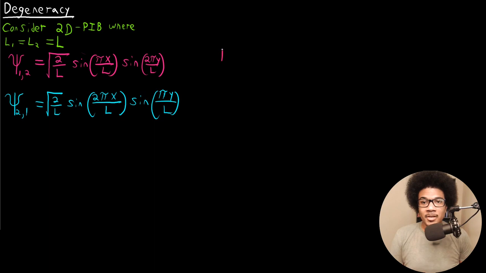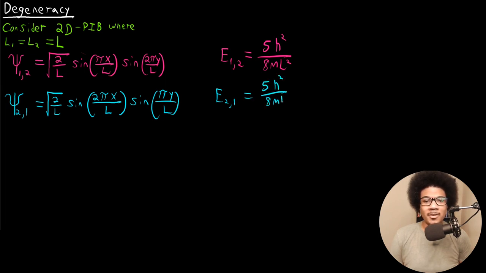However, the energy of this wave function, E12, would be 5h squared over 8mL squared. And the energy for this wave function, E21, is going to be equal to 5h squared over 8mL squared. They're actually going to have the exact same energy, even though they are unique, identifiable states of the two-dimensional particle in the box. They produce the exact same energy. We say that these energies are degenerate.